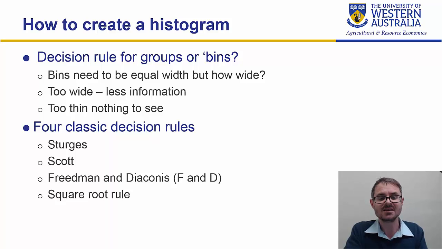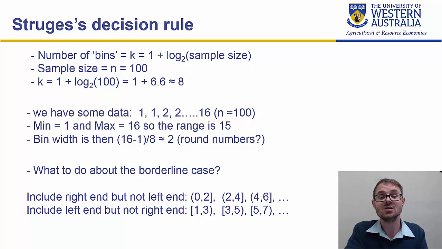So let's have a look at how some of these decision rules work. And the first one we use is Sturges', which, unsurprisingly, as we're trying to link things, has a link to using logs. So this Sturges' decision rule would say the number of bins.